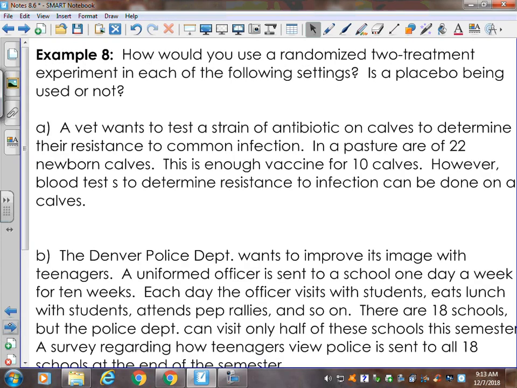So our last question here is, how would you use a randomizing 2 treatment experiment in each of the following settings? Is a placebo being used or not? A vet wants to test a strain of antibiotics on calves to determine their resistance to a common infection. In a pasture, there are 22 newborn calves. There's enough vaccine for 10. However, blood tests can be done to determine the resistance to the infection. So I have 10 calves getting the drug.